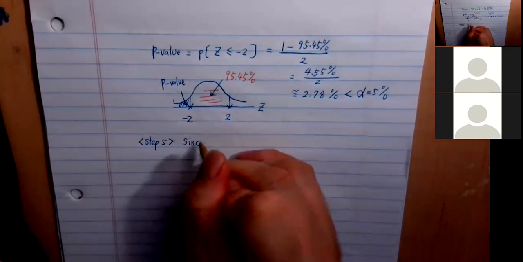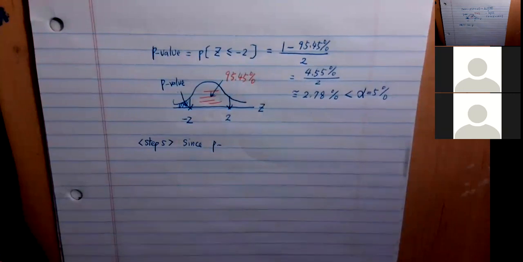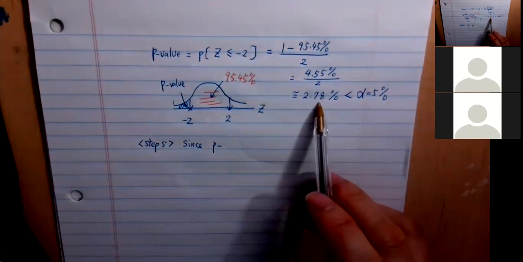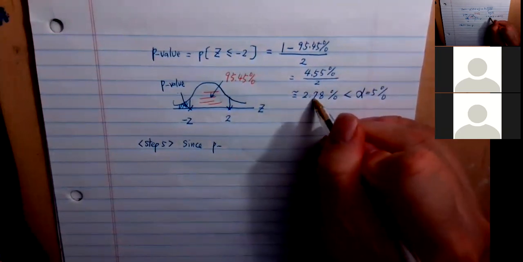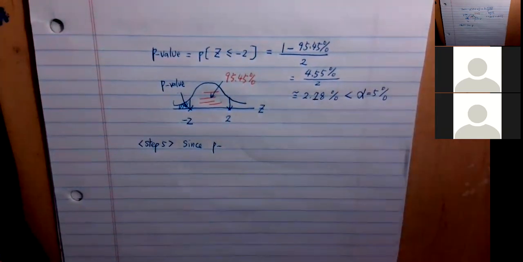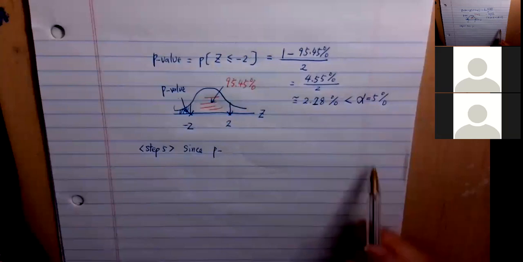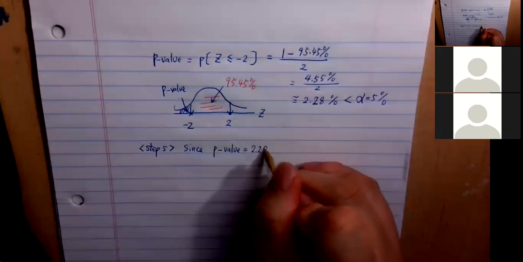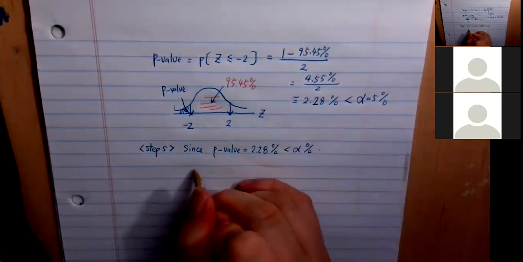Since p-value, did I recall this one? I think you got the wrong number. No, I think I recalled it. Okay, yeah. You see I calculated wrong? Oh, yeah, that's right. About 2.28, right? Yeah, it's about 2.28. You are right. I made a calculation mistake. Please change it, okay? This is 2.28. Since the p-value is 2.28%, which is smaller than alpha equal to 5%, we reject H naught.